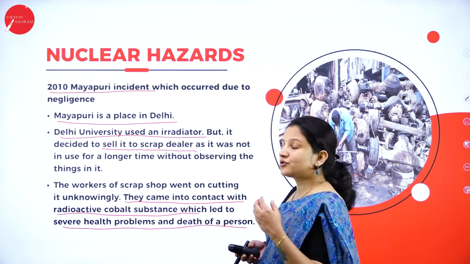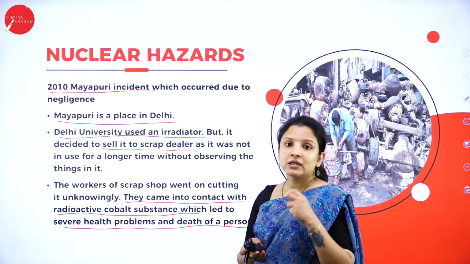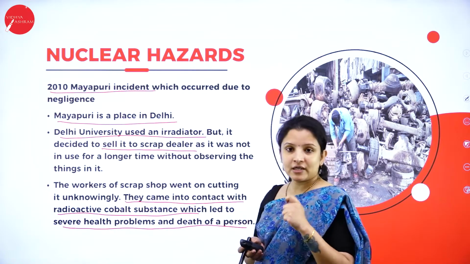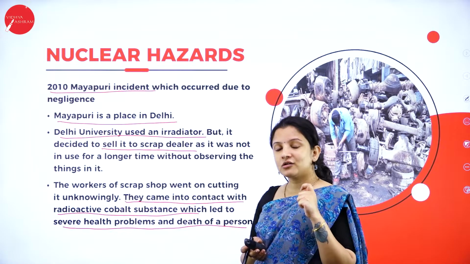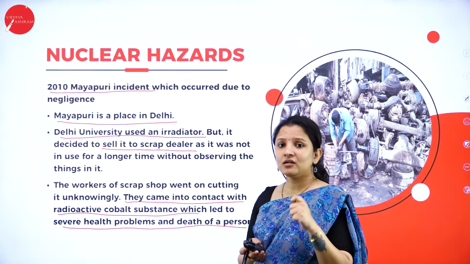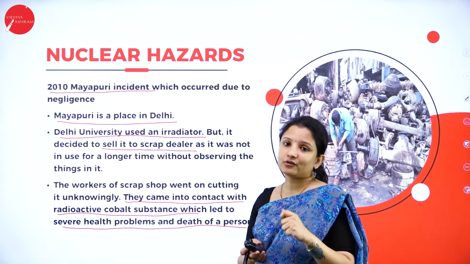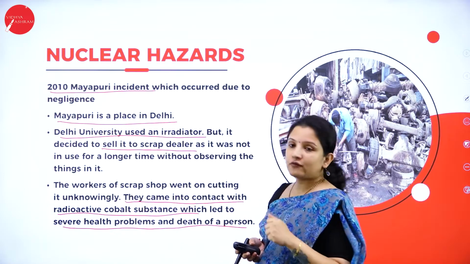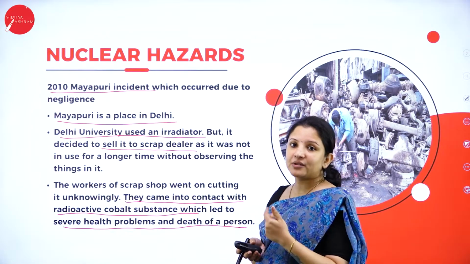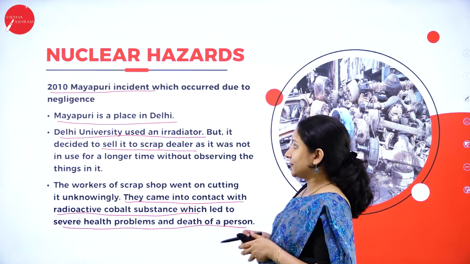So this is completely because of negligence by the university people, that is, the University of Delhi. If they had thought twice, instead of thinking of making money, if they had thought about the health of the person, they would not have done this, right? So this is also one of the nuclear hazards that happened in the year 2010.